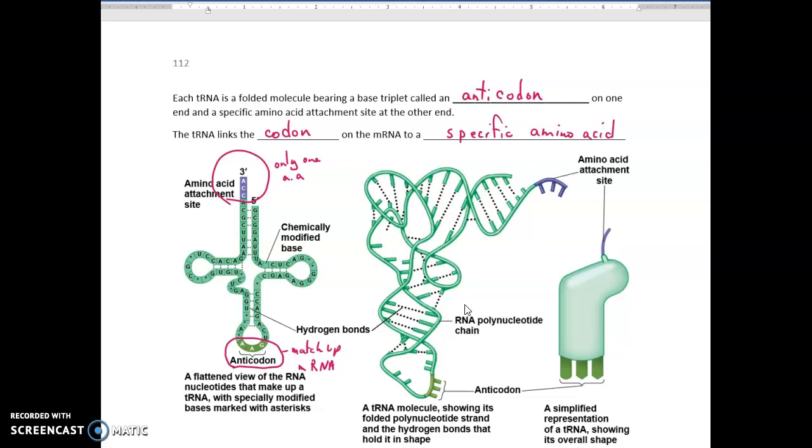The second one here is a more folded vision of the same molecule. And lastly, this is the one we'll use. It's kind of a cartoon version. You have the anticodon down here, and we've got an amino acid site, so an amino acid will be attached right here at the top.